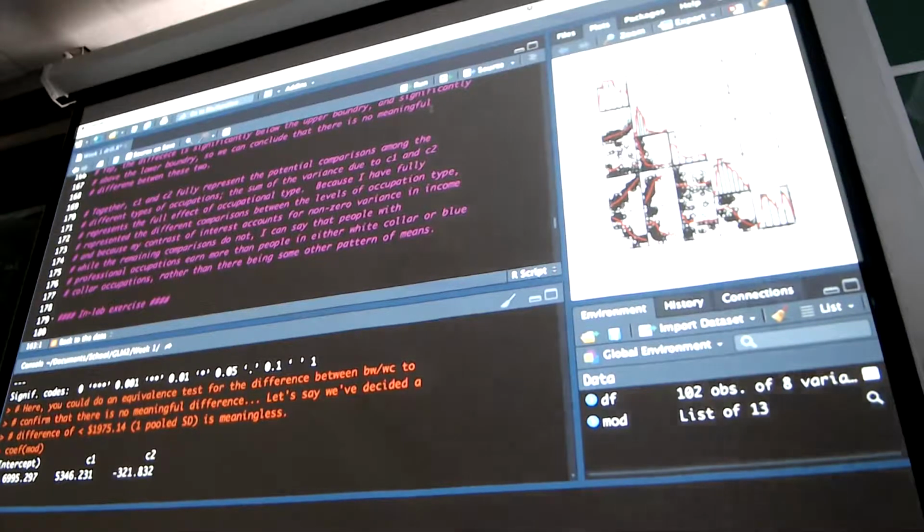Do y'all have any questions about anything? Could you maybe give a brief example of how to write up the results of the equivalence test?